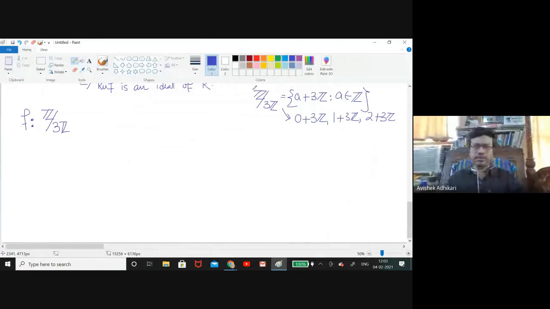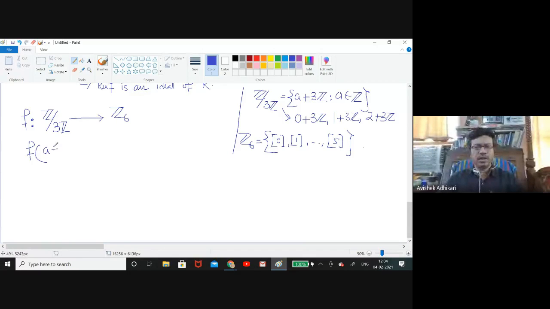Okay. So let us define something. I'm writing it as notation F, from Z6. You all know this Z6 consists of 6 elements: 0, 1, 2, 3, 4, 5. And f of an element looks like a plus 3Z.